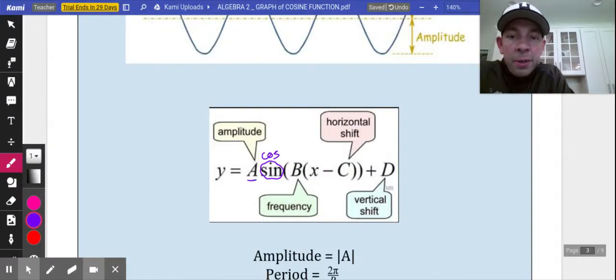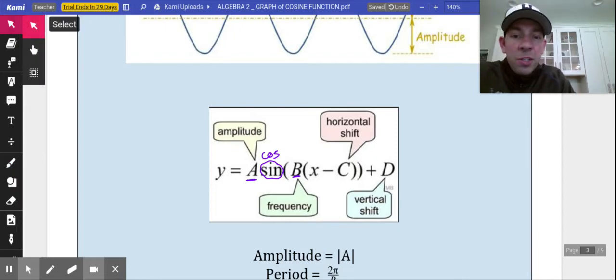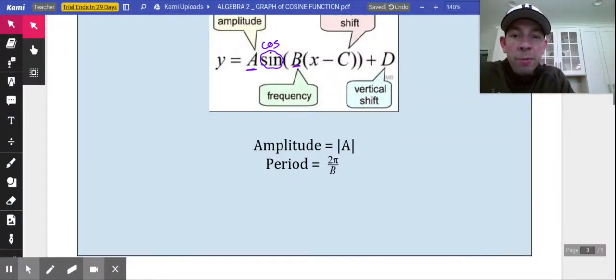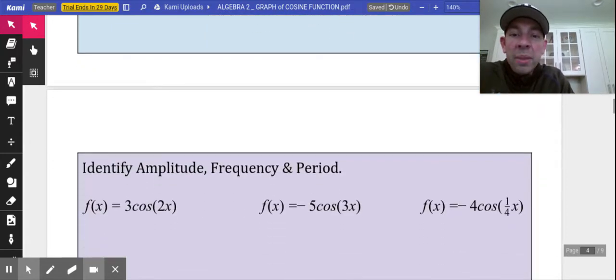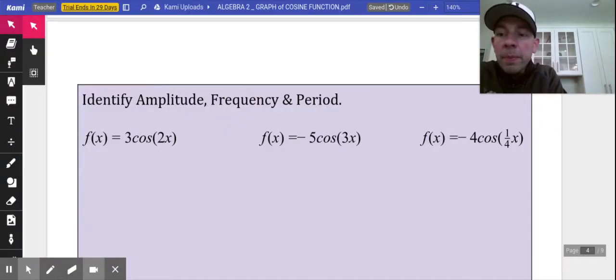A is going to be your amplitude. B is your frequency. Same definitions below that. Amplitude is the absolute value of A. Period is 2 pi divided by your frequency. So let's try a couple, shall we?